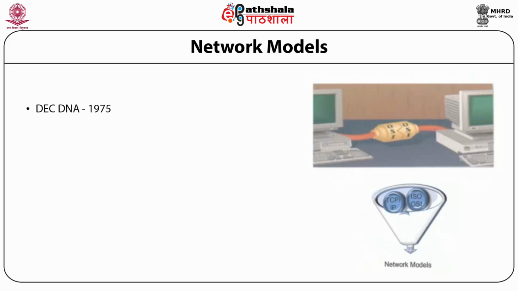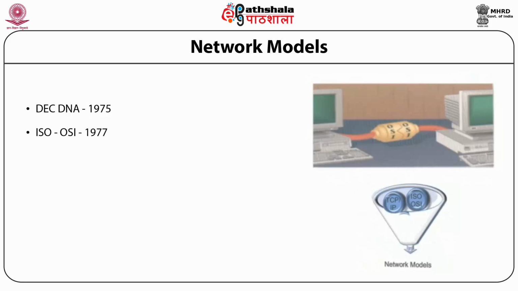In 1975, DEC, which was one of the companies at that time, also defined an architecture for network called DNA, Digital Network Architecture. This company is Digital Equipment Corporation, so their model is called DEC DNA. This is again a different kind of network model. So from company to company, the architecture, though it is exchanging data, differs in the process of communication between the computers over the network.